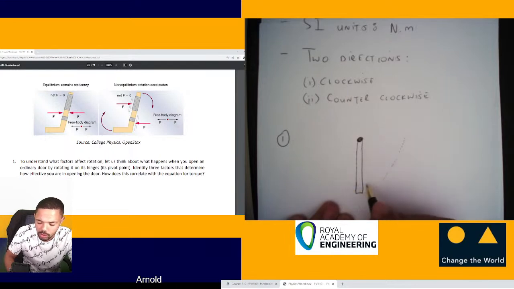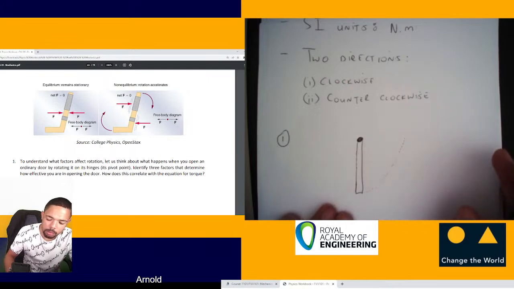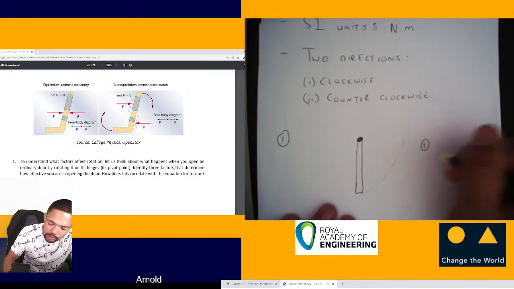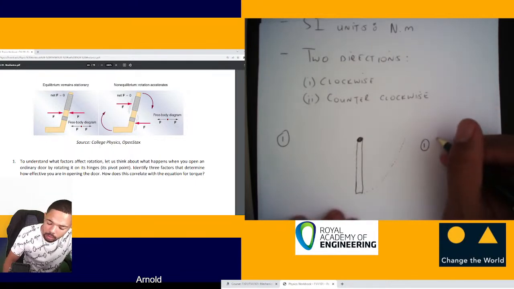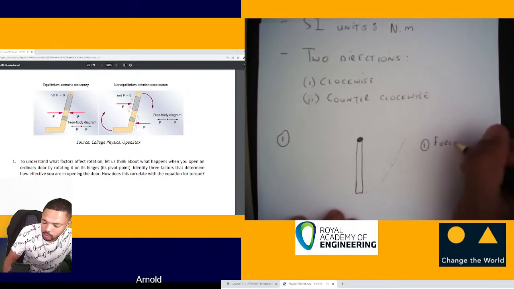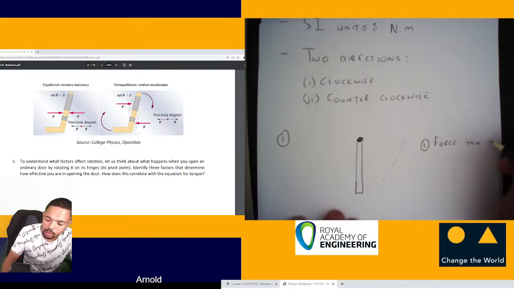Obviously, the force that you apply, okay? A factor that determines how effective you are in opening the door is the force you apply. That's a factor. Force you apply.